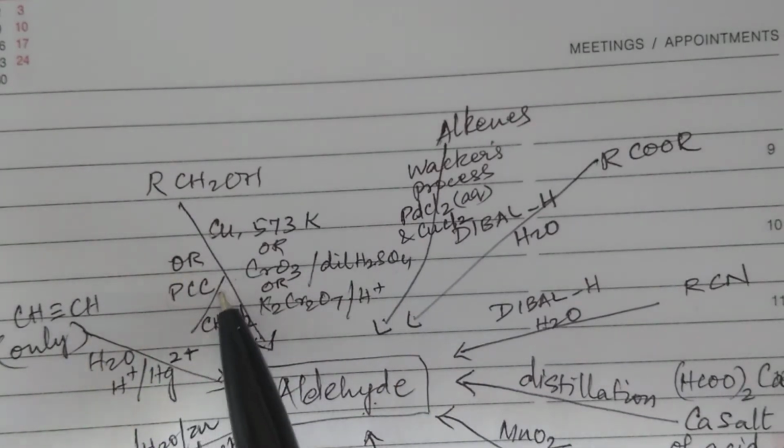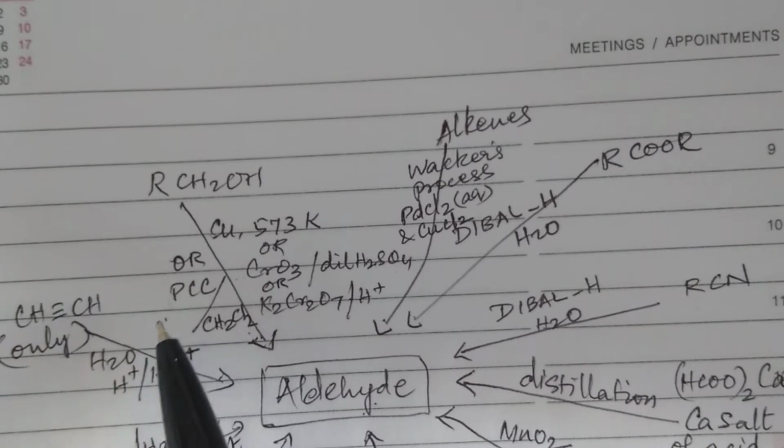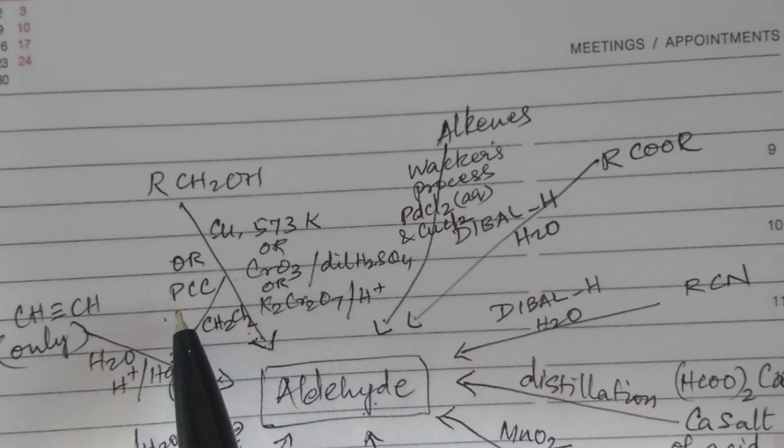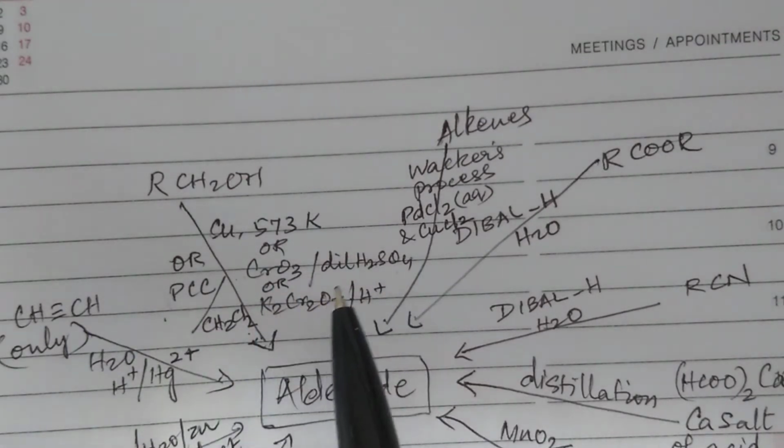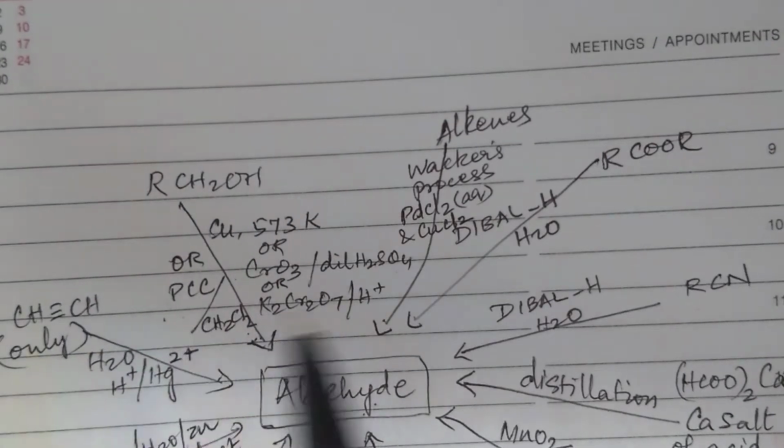And what is the advantage of PCC? I've already told you. If at all there is a double bond in the carbon chain, that will remain unaffected, or that will not be oxidized if you are using PCC. If you are using any other oxidizing agent, the double bond in the carbon chain can also get oxidized, but in the presence of PCC, nothing will happen.